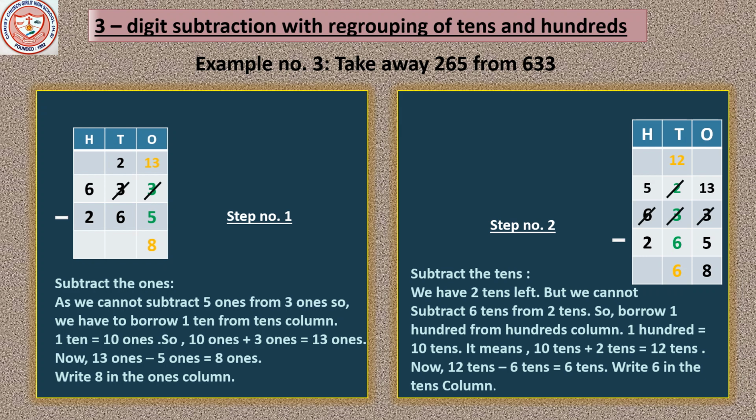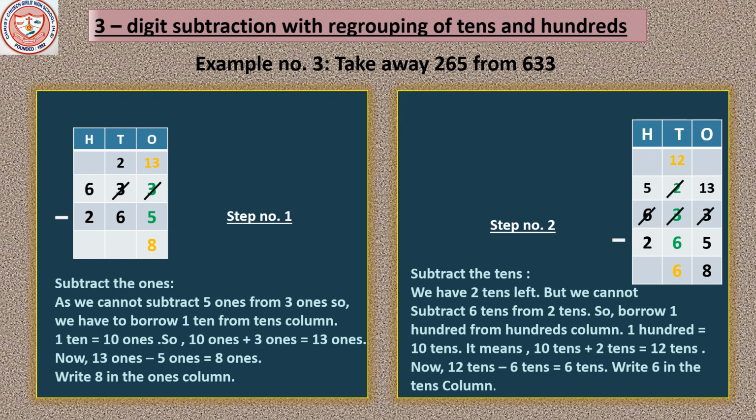Step number 2. Subtract the tens. In the tens column, after borrowing 10 from 3 tens, we have 2 tens left. So now, in the tens column, we have to subtract 6 tens from 2 tens. And that is also not possible, because we know that 6 is bigger than 2. So, we cannot subtract a bigger number from a smaller number.